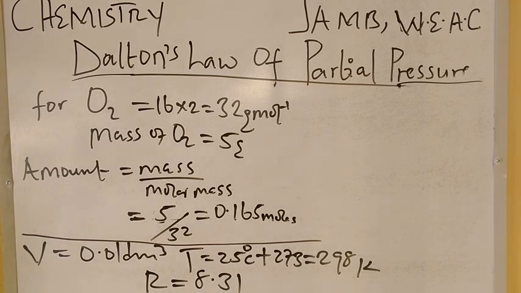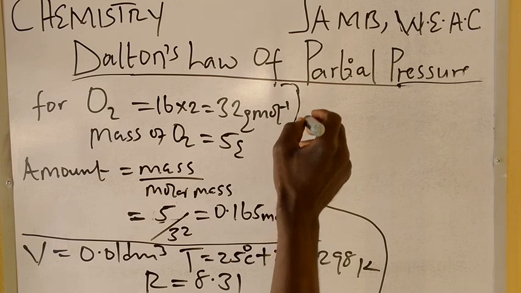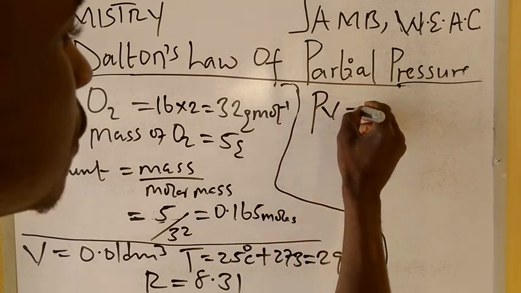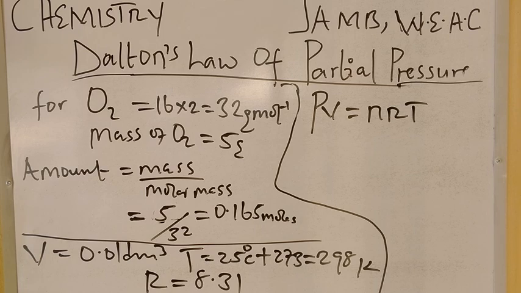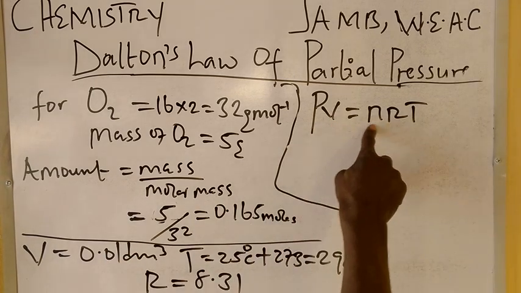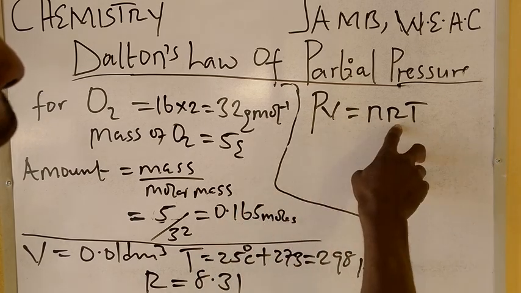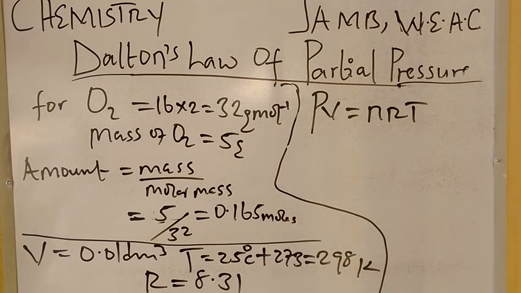8.391. They are asking us what the partial pressure of oxygen is. So we are calculating for oxygen first before we come back to methane. We can easily use the ideal gas equation, PV = nRT. Looking at the parameters, P was not given, V is 0.01, n is 0.165, R is 8.31, and T is 298. So this is the formula we are using.